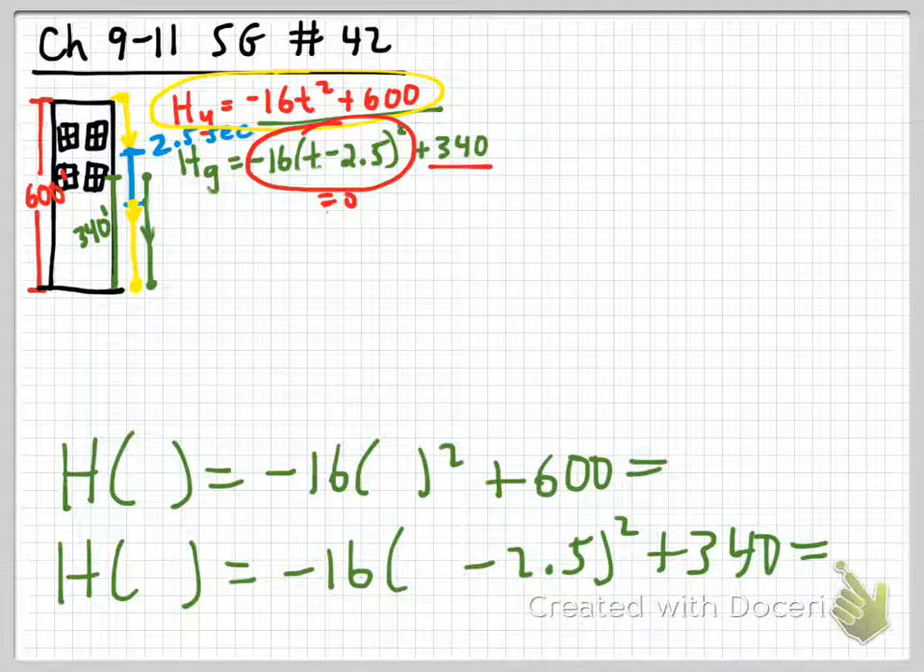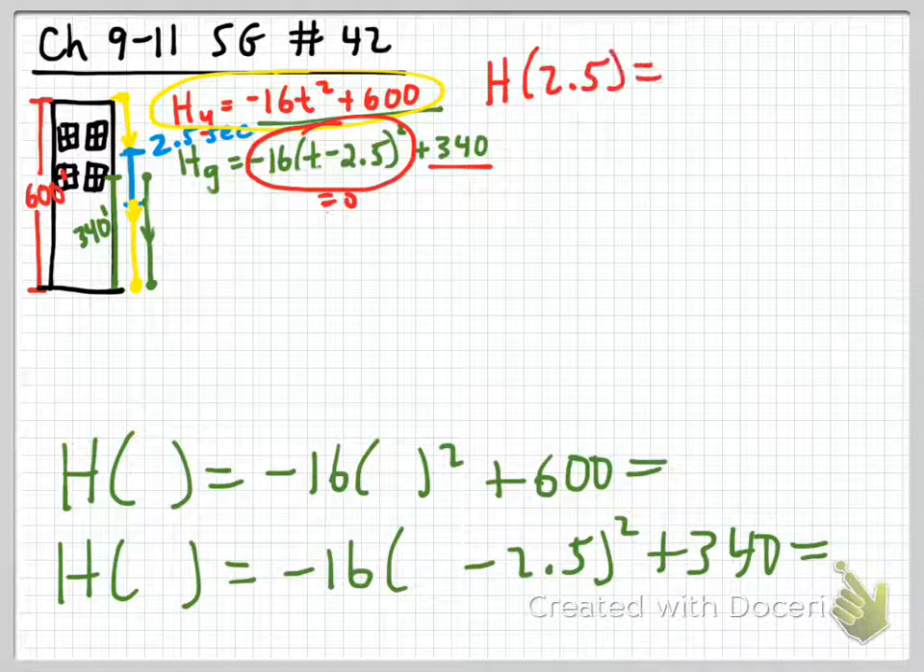So the height of the green ball, I'm going to just call it a green ball from now on, is 340 at time t equals 2.5, and we could figure out what the height of the yellow ball is at 2.5. In fact, let me do that. As it turns out, the height of the first ball at time 2.5 is 500 feet.